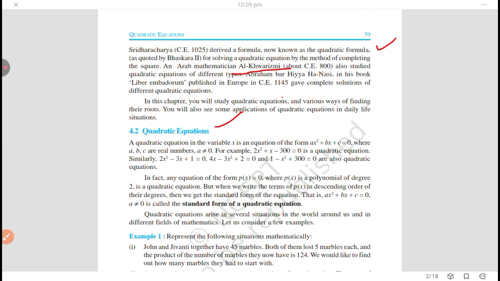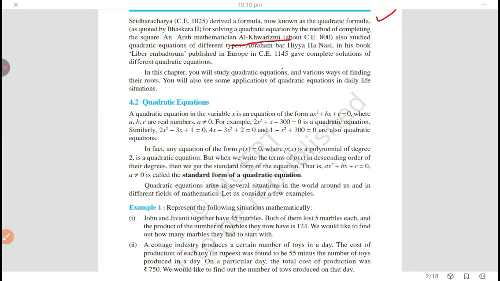So just now we explained that a quadratic equation in the variable x is an equation of this form, ax square plus bx plus c equals 0, where a, b, c are real numbers. For example, in the above, we got this one, 2x square plus x minus 300 equals 0, which is a quadratic equation. Similarly, these are some more examples of quadratic equations.